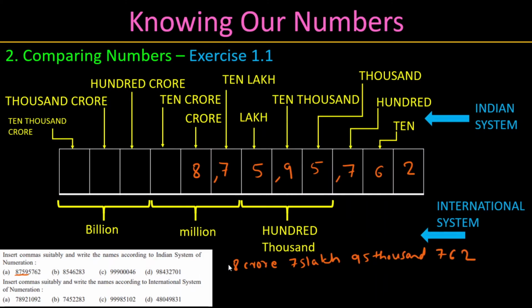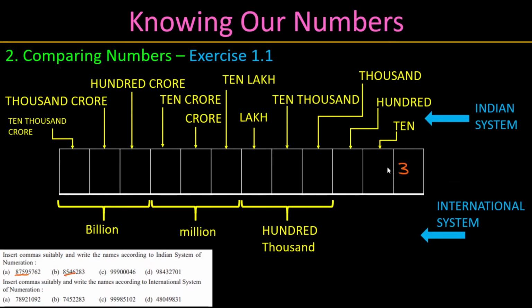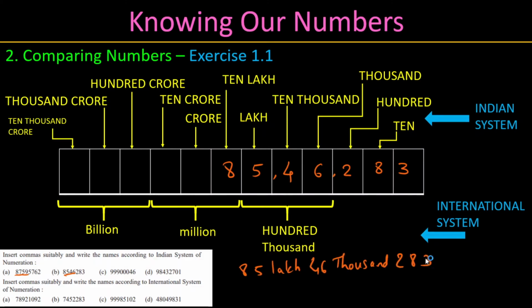Okay, let's go with the next one. Next one is 3 8 2 6 4 5 8. So let me put commas as per the Indian standard. It's 38 lakh 26 thousand 458 rupees. Okay, like this.